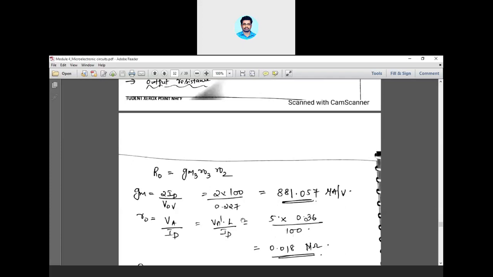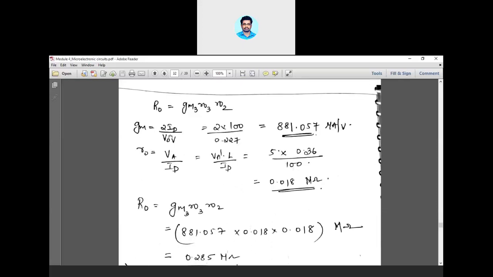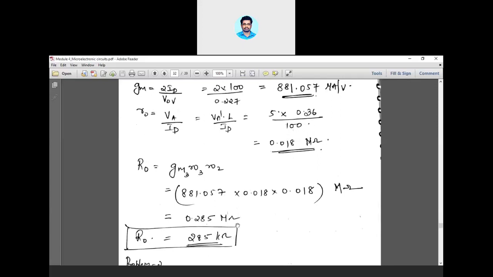So that total voltage, VA dash into L, divided by the current ID, will get you the value of R0. Once you get the value of GM into R0, you can just put it in this equation, because R03, R02, everything is the same. All the transistors are matched, so no need to find R03, R02 separately. Whatever is the R0, that is nothing but R03 and R02, no change. So all those you can substitute with capital R0. The equation will be, instead of GM, put 881.057 into R03 0.018 mega ohm. Again R02 is the same thing. So we'll get the output resistance like 285 kilo ohm.